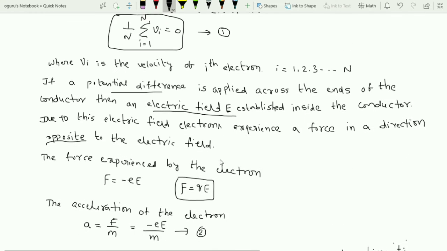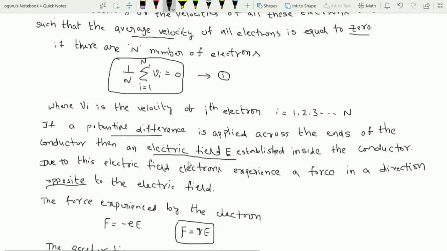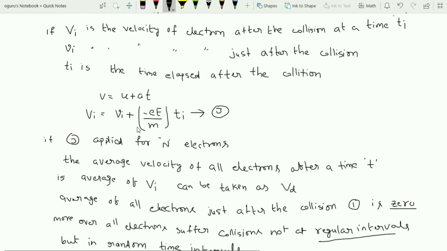Now already we have discussed equation number 1. From equation number 1, the average velocity of all electrons is equal to 0 just after the collision, because all the electrons move randomly. The average velocity is equal to 0. That means the average of small vi is equal to 0.